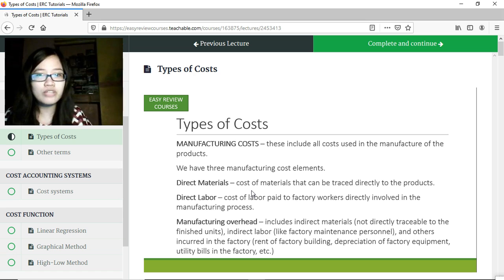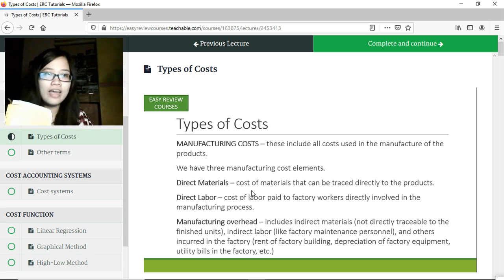And then we have yung direct labor, cost of labor paid to the factory workers directly involved in the manufacturing process. Okay? So dito, syempre merong mga taong either it's possible na pwedeng gawa siya ng tao or pwedeng merong machines. So I don't know kung ano yung ginamit ng manufacturing company. Pero kung tao, handmade yung paglalagay ng yarn.